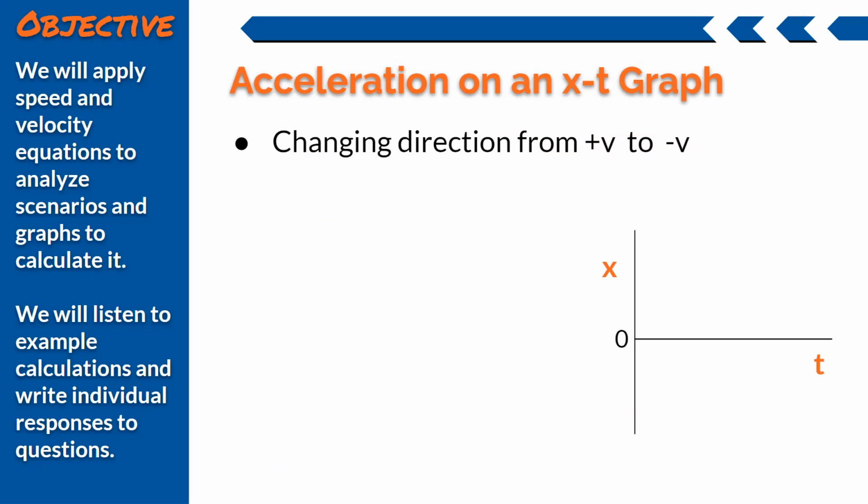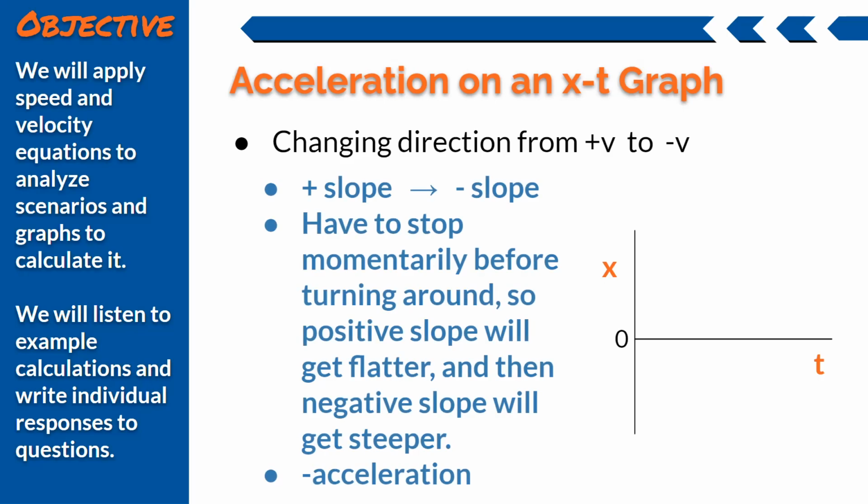All right, what if we change direction from a positive velocity to a negative one? What if I throw a ball up in the air? It goes up and then it comes back down. What does that look like? Well, my slope would have to change from a positive slope to a negative one. That ball would have to stop momentarily before it turns around, so that positive slope would have to get flatter and flatter until it was completely horizontal, at least for a split second, and then it would start to get steeper in the other direction. It would look something like this on its way up and like that on its way down.